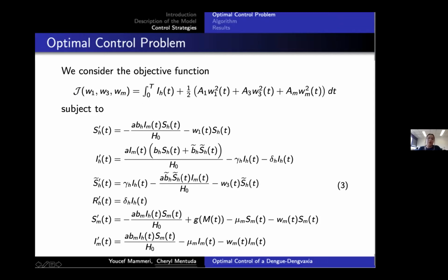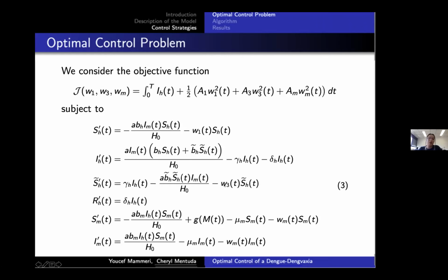In our optimal control problem, we replace them by W1, W3, and WM, but they are now in terms of time. For the optimal control, we assume that both control inputs are piecewise continuous functions and take their values in a positively bounded set. And we consider this function J as our objective function subject to this condition.